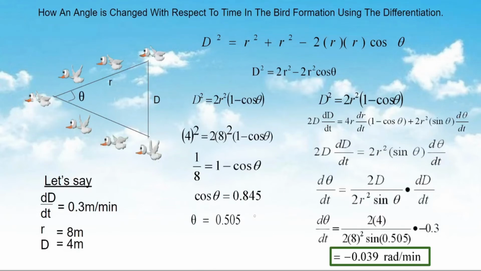Therefore, the calculation of how an angle is changed with respect to time in the bird formation contains a few steps. First, we must use the right formula to solve the problem. Next, we have to find the value of theta. After that, we will be able to find the value that we want, which is the change of theta with respect to t.